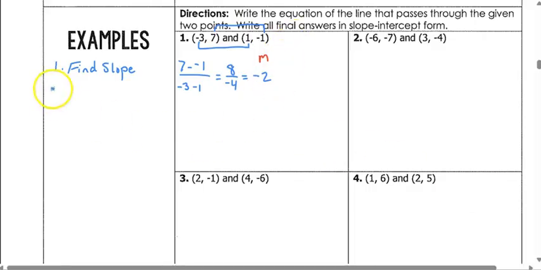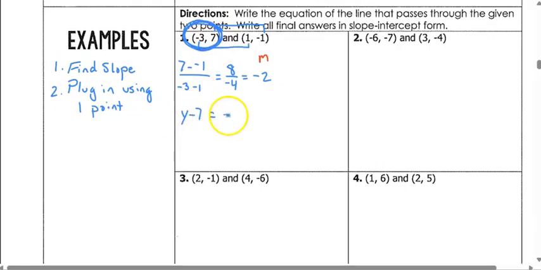Okay, then from there, you're going to plug into either your point slope formula or your slope intercept form, whichever one you like better. I'm going to show you both on this one to find the equation. So you're going to just pick one ordered pair to use. It doesn't matter which one, okay? I just usually pick the first one, but it really doesn't matter. So if we do point slope form, it would be y minus y1, which is 7, is equal to m, which is -2, times x minus x1, which is -3, and minus -3 is the same thing as +3.